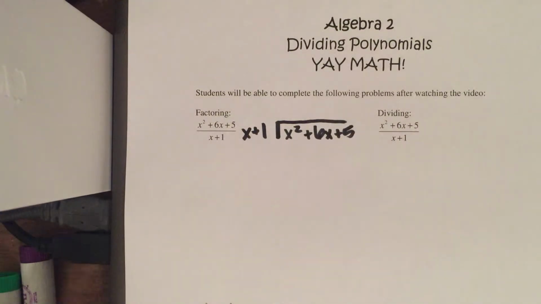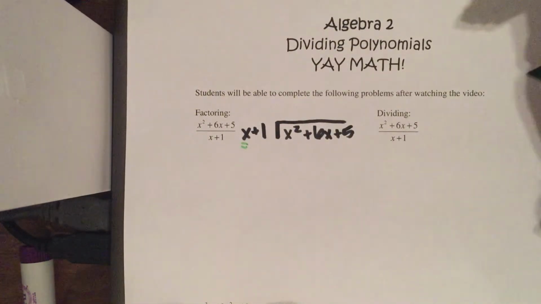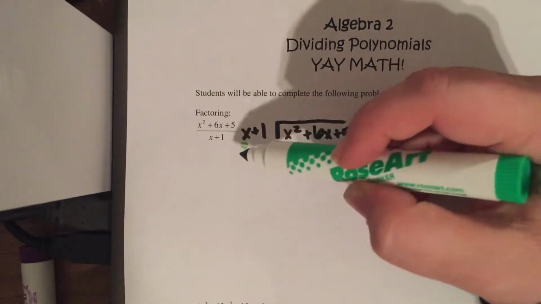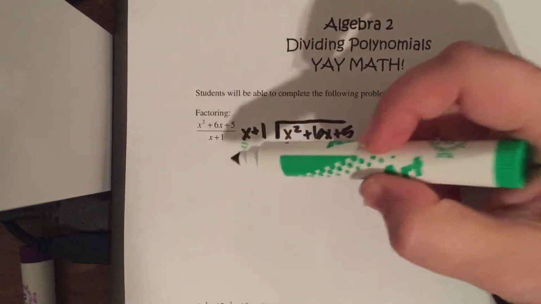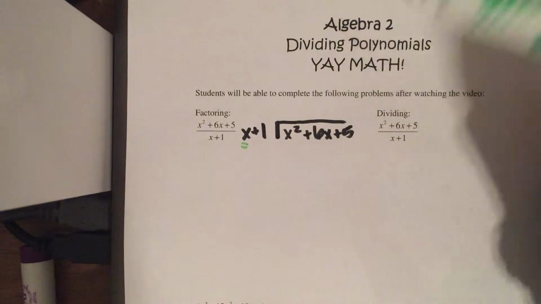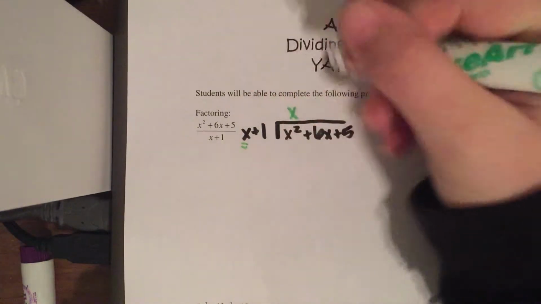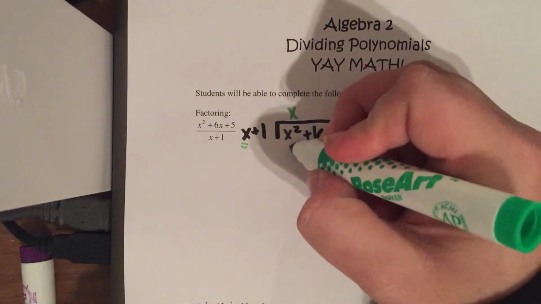So the first thing we do is we look at our very first term. We've got an x. And I say, how many x's go into x squared? X times what gets me x squared? Y'all all know that answer is x, because x times x is x squared.